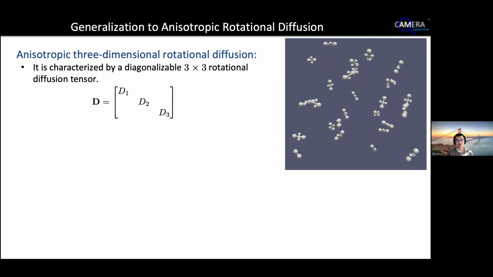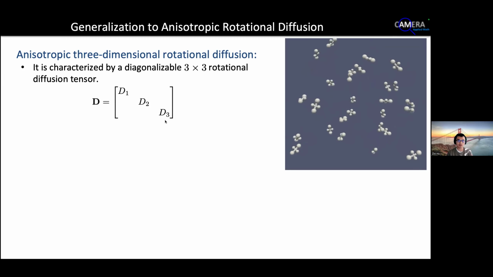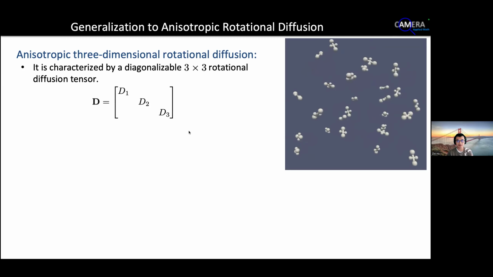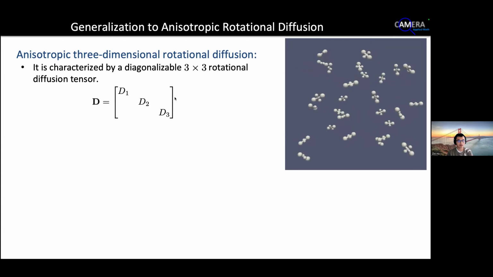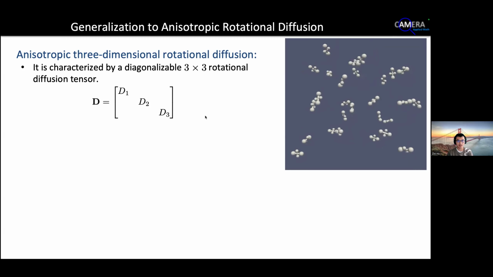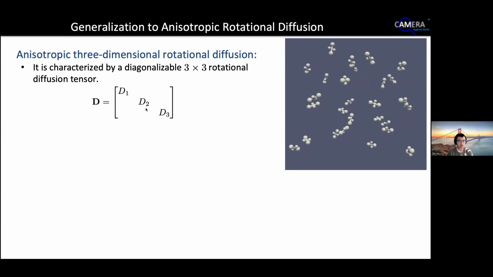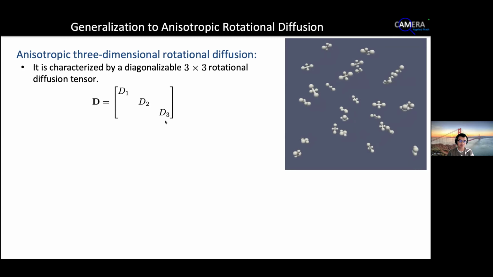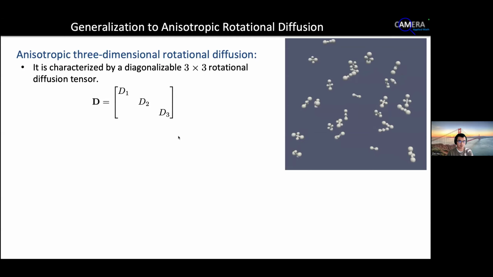To characterize such a process, instead of a rotation diffusion coefficient, we need a 3x3 tensor, the rotation diffusion tensor. Using the principal axis of inertia, the tensor can be diagonalized into this form with diagonal entries d1, d2, and d3. They characterize the rotation with respect to different axes respectively.